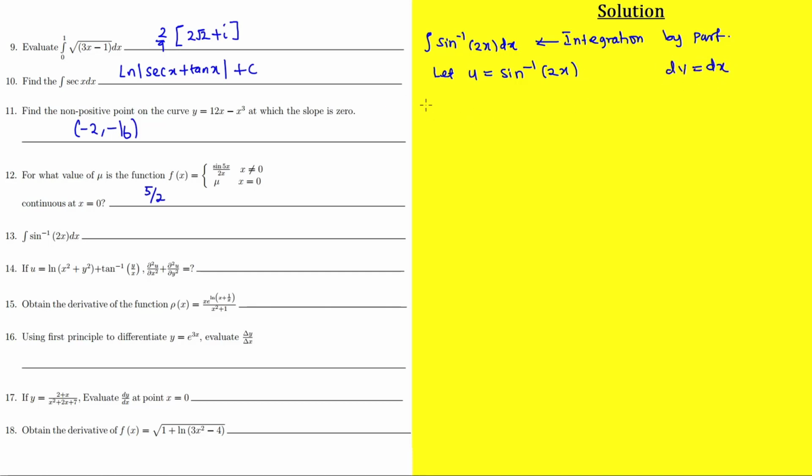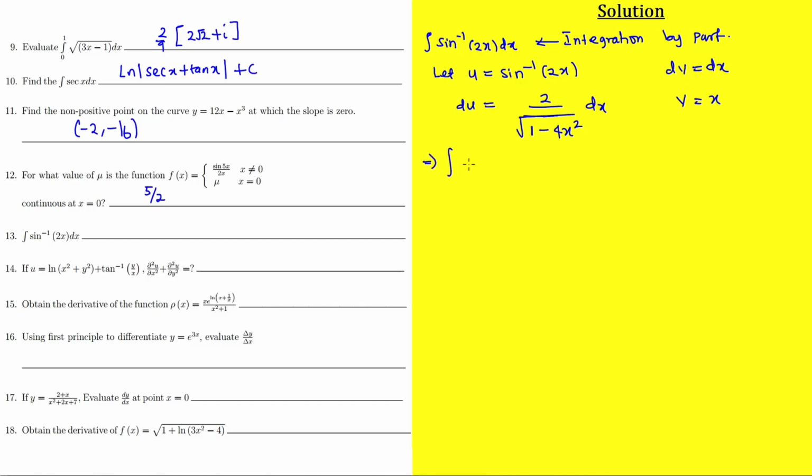So that means, what's my du? If I differentiate this, what am I going to have? I need to differentiate my 2x. That will give me 2. Then if I differentiate arc sine of u, I'm going to have square root of 1 minus u squared. If I replace my u with 2x, I'm just using my chain rule here, nothing more. So I'm going to have 1 minus 4x squared, multiplied by dx. And if I integrate both sides, my v is just going to give me x.